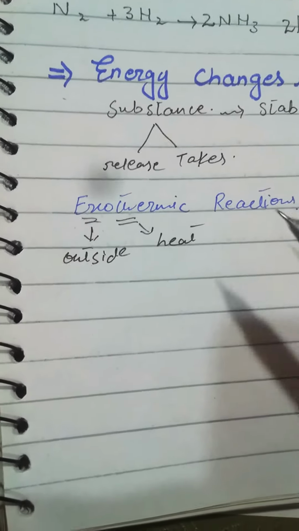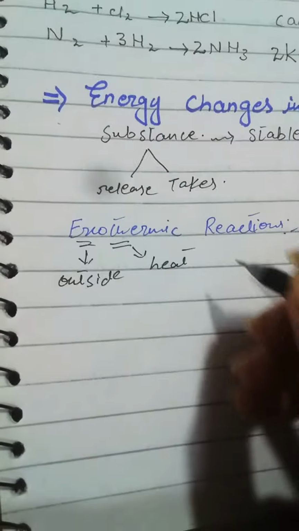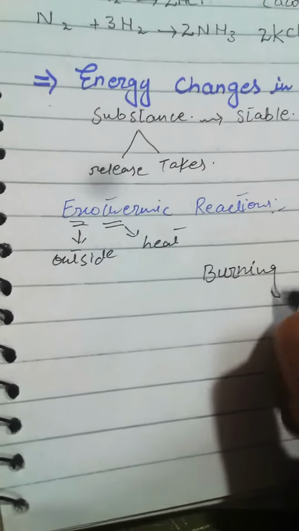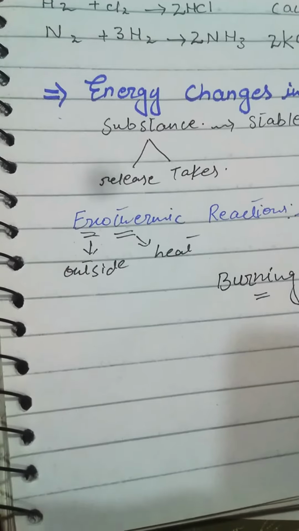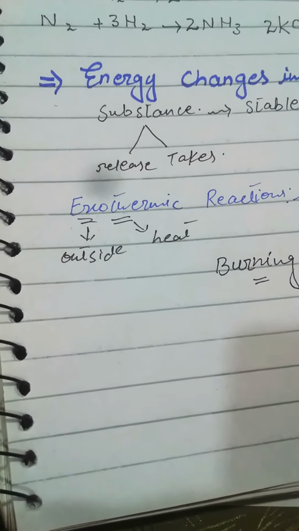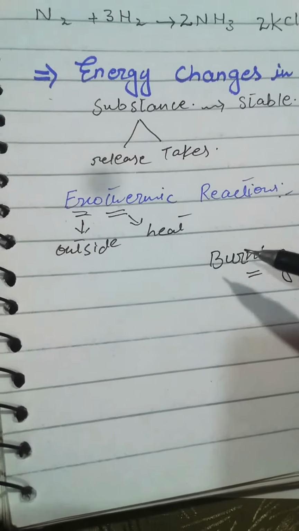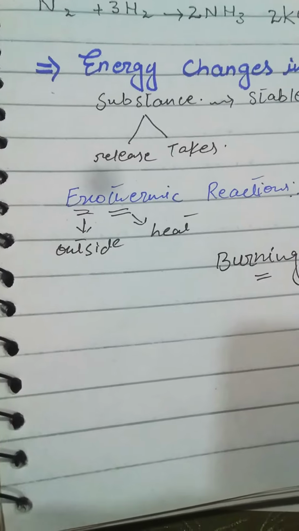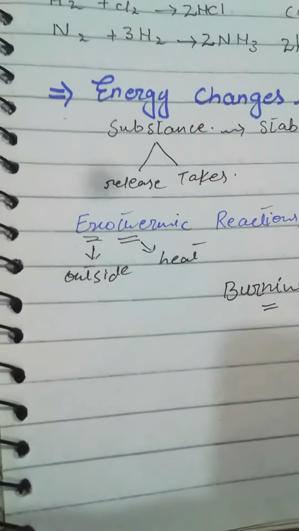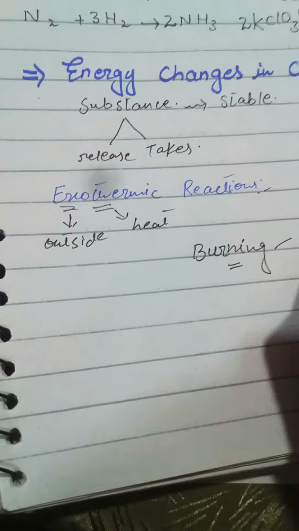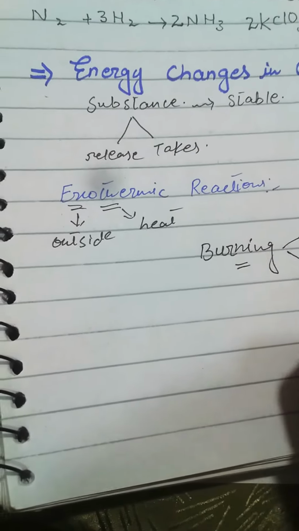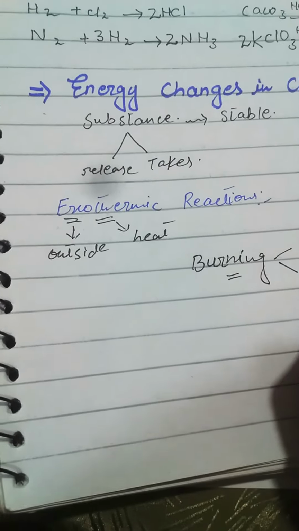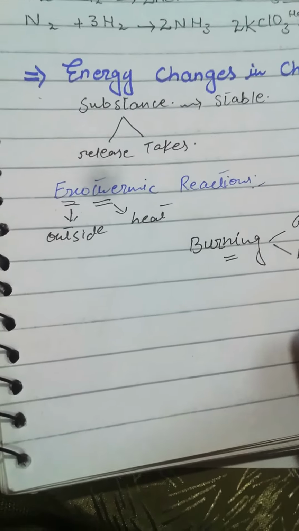Exothermic reactions are those reactions in which heat is given out, and the most common example of the exothermic reaction is burning. Burning is a common example of exothermic reaction in which heat is released. As heat is released, exothermic reactions are of many types. In this, many fossil fuels, maybe the burning of gas, or maybe the burning of coal, or maybe the burning of some fuel, petrol, etc.